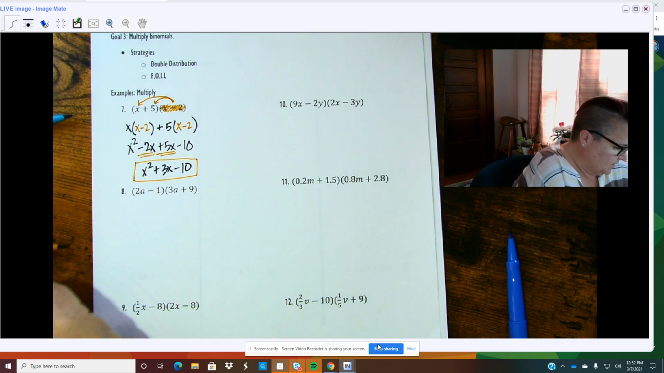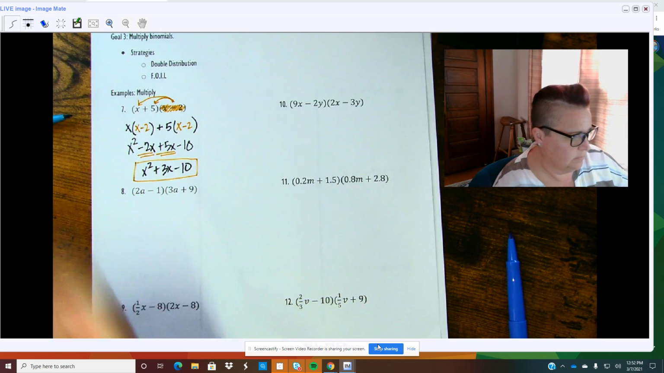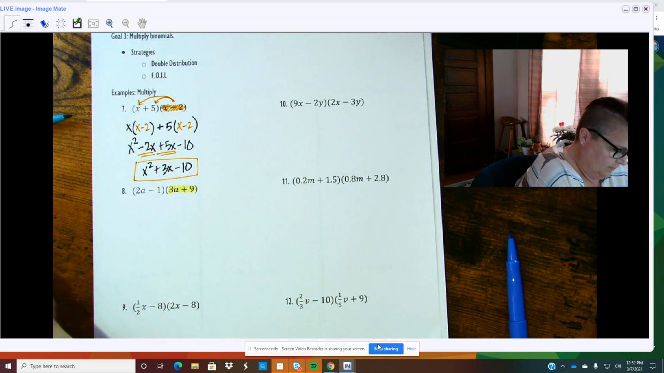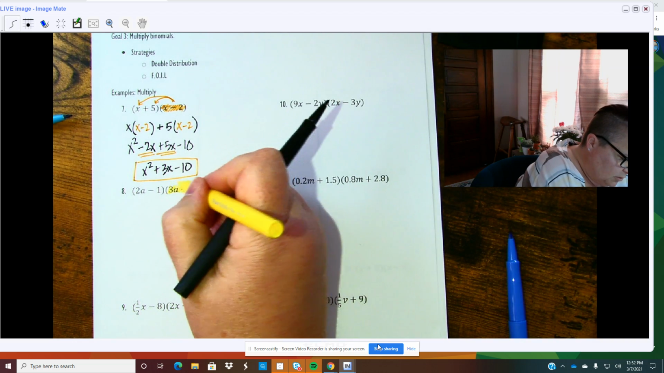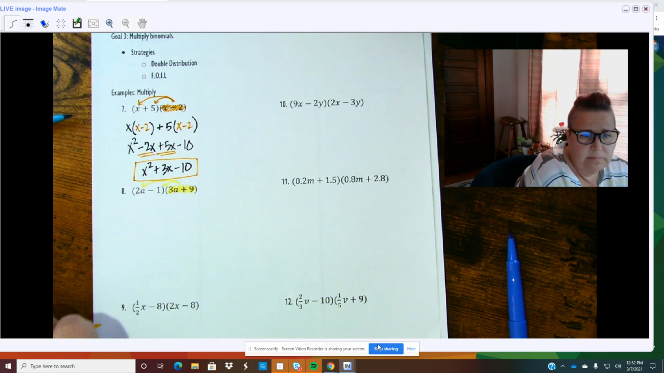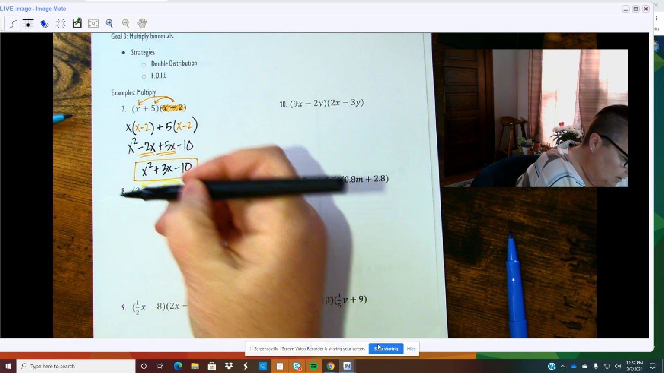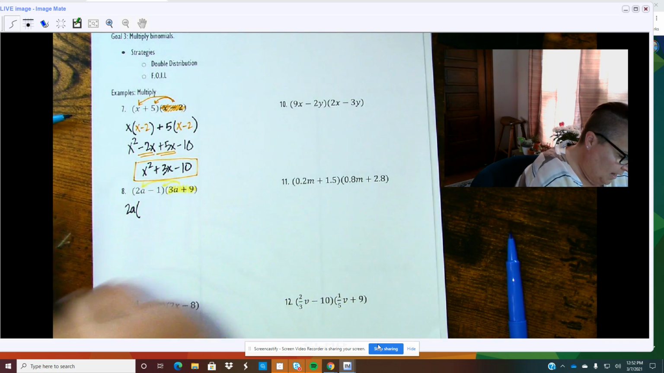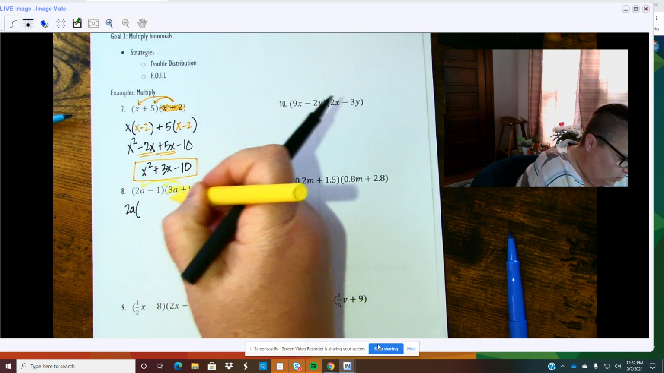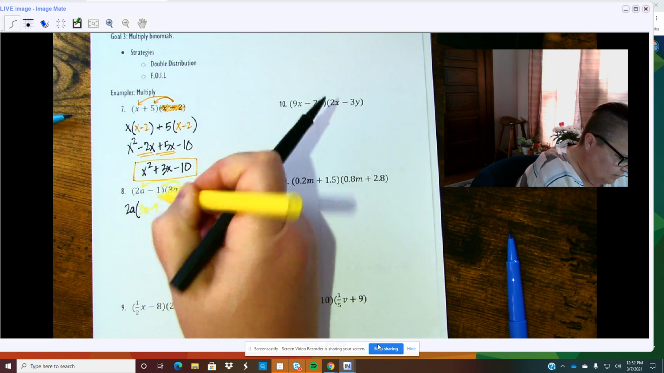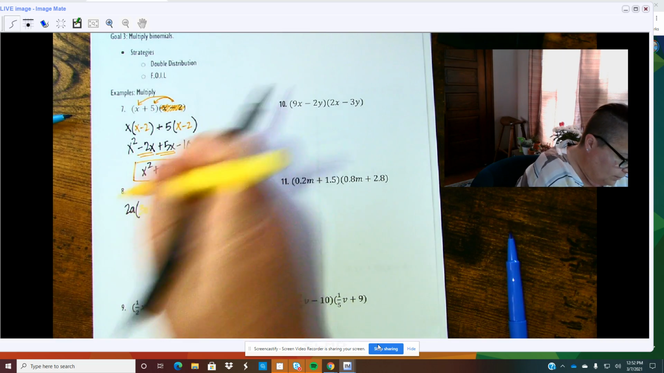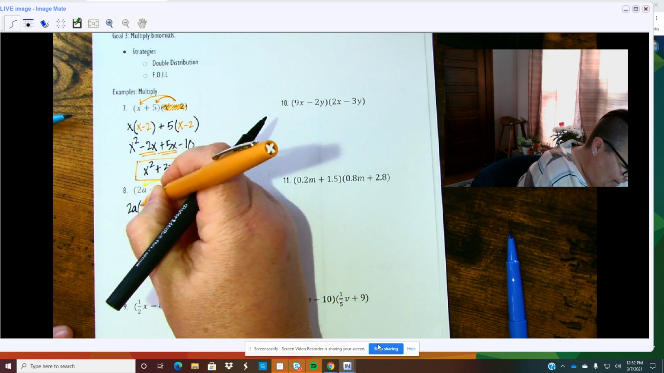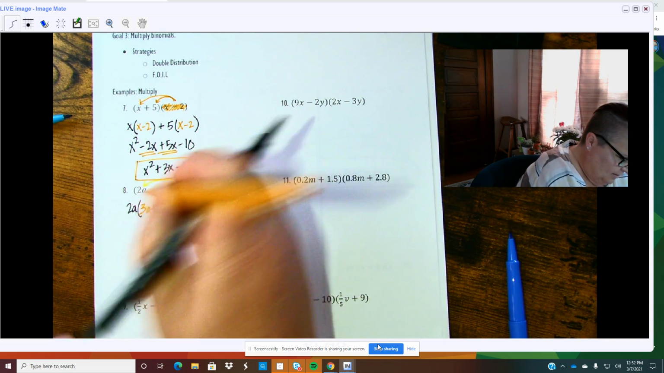All right, so if I'm doing this for number 8, I'm going to use the lighter yellow because I think you can see through it a little bit better. I'm going to take this 3a plus 9, and I need to distribute it to the 2a and to the minus 1. Didn't quite work that way. Okay, so I'm going to have a 2a, and I'm going to multiply this 2a by this whole set of parentheses, 3a plus 9. Can't see it at all, can you? 3a plus 9. There we go.